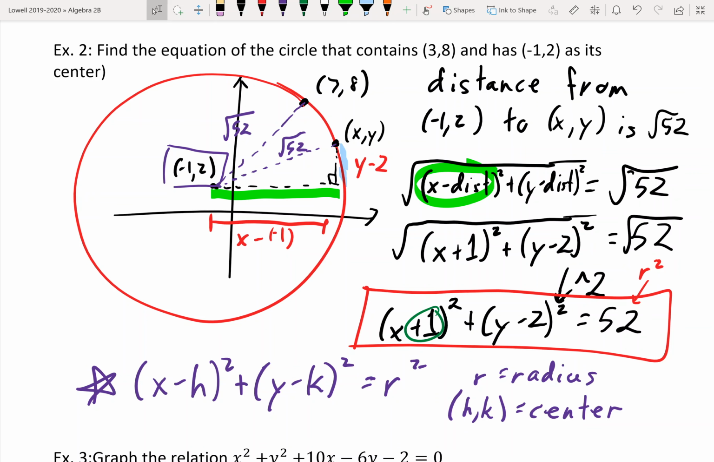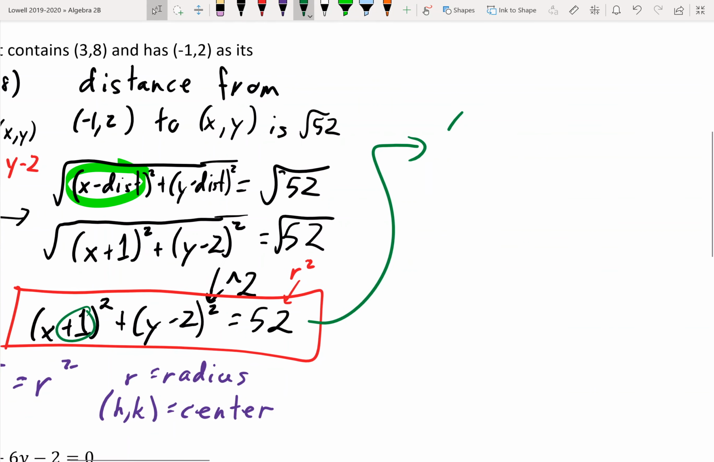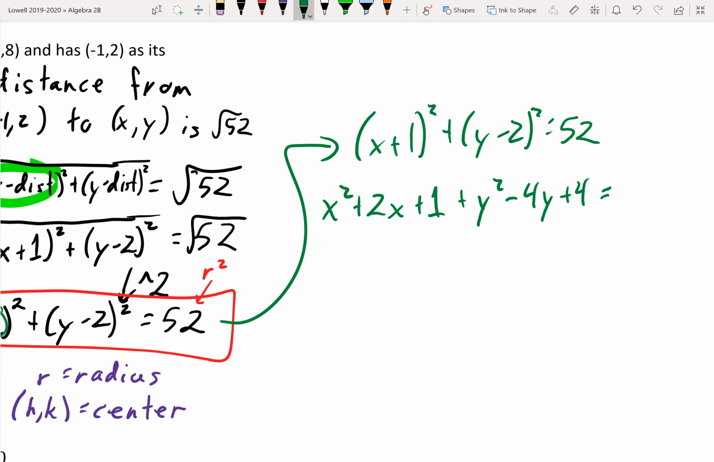You might say, wait, that doesn't look like the equation of a conic section or a quadratic relation like we had mentioned in the first video of this unit, but it really is if I just multiply everything out. And so let's do that here. I have x plus 1 squared plus y minus 2 squared equals 52. And so if I just multiply everything out, then you'll see that it actually is. Let's see, I have x squared plus 2x plus 1 plus, so that's just the first parentheses, y squared minus 4y plus 4, and that would equal 52.